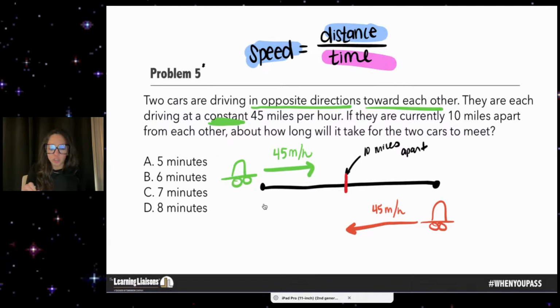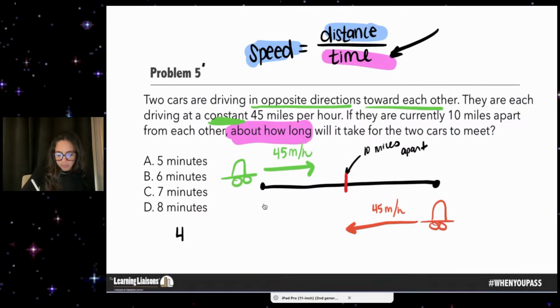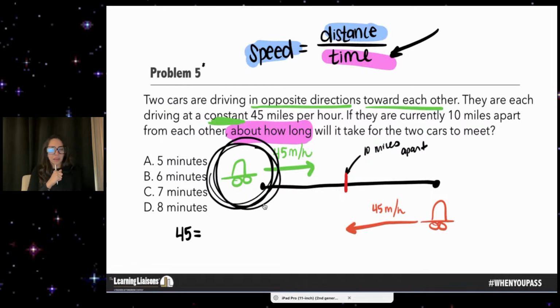And the reason I know I'm looking for time is the question says, how long? That tells me I'm looking for time. Speed equals distance over time. Well, my speed is 45 miles an hour. What is my distance? My distance is not 10. I'm not looking to see how long it takes this car to travel 10 miles. I'm looking to see how long it takes for them to meet.